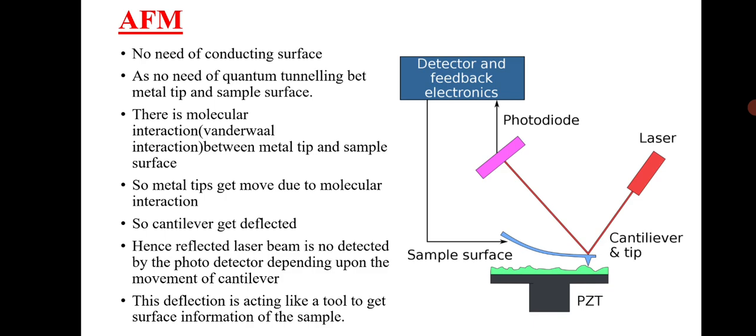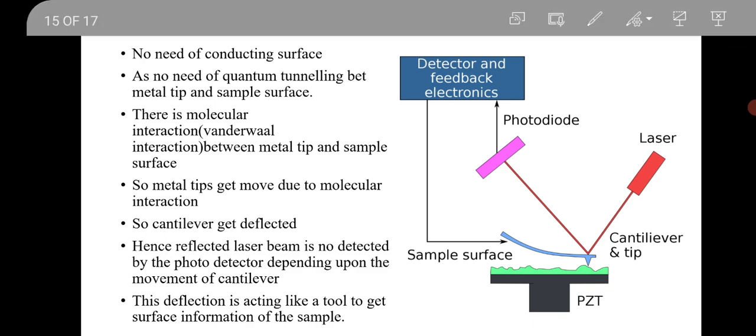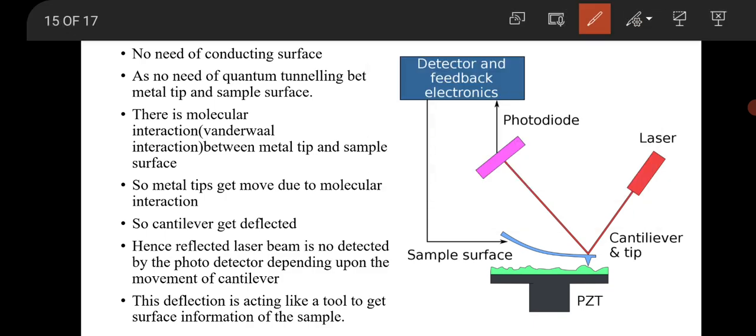Now move to the AFM. Like STM, AFM works in a similar way, but a conducting surface is needed for STM, and for AFM there is a non-conducting surface. The AFM is very simple to understand. First of all, for the AFM you don't need a conducting surface, you should have a non-conducting surface. Why, I will tell. And there is no need for quantum tunneling of the electron between the metal tip and the surface of the material.